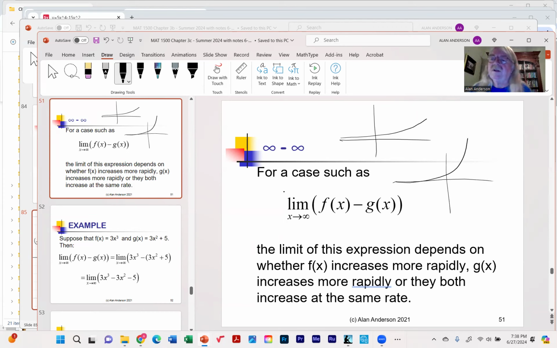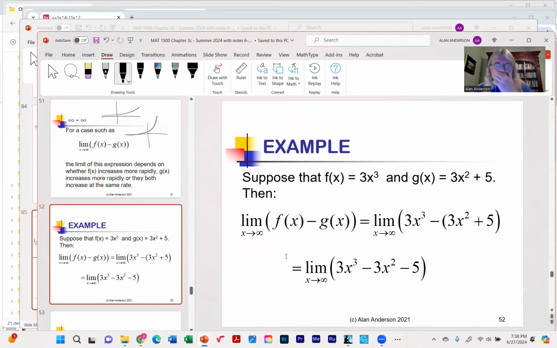Well, it's going very quickly. So it matters a great deal which is which. All right, so here's a couple of cases. We've got f of x is 3x cubed. G of x is 3x squared plus 5. So we want to find the limit of the difference as we approach infinity.